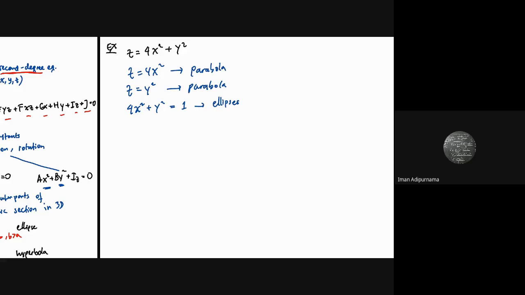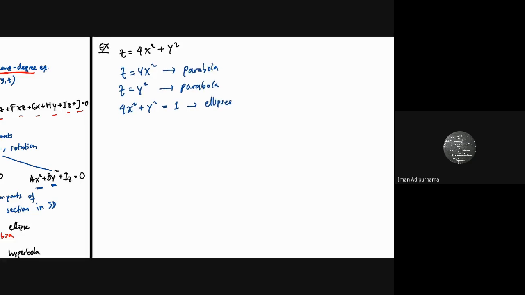So we will get two parabolas and one ellipse in the one quadratic surface. So on this is on the xz plane, this is on the yz plane, this is on the xy plane.